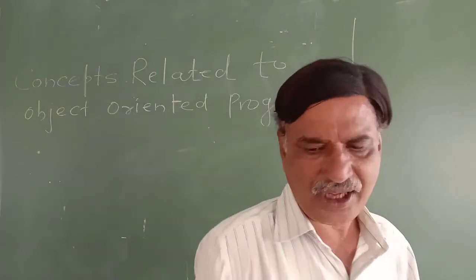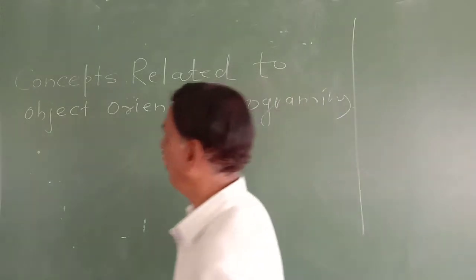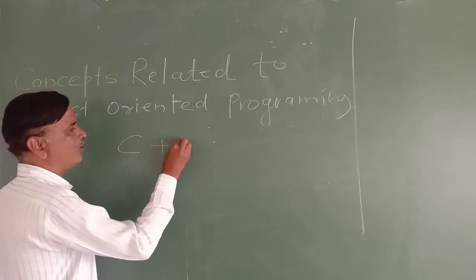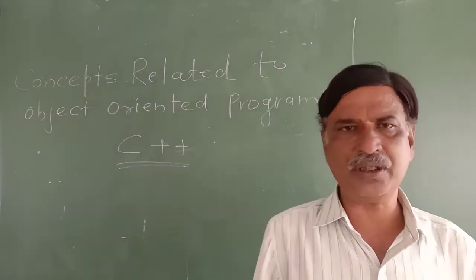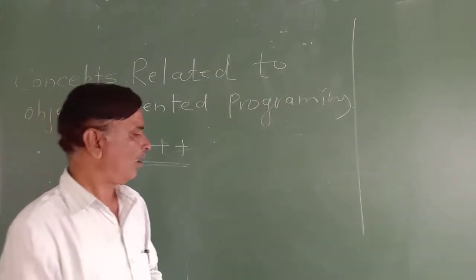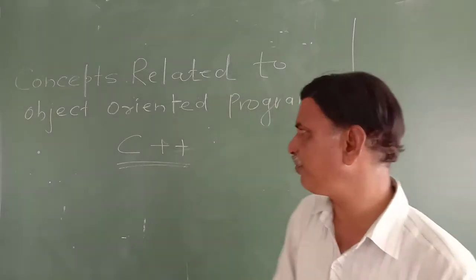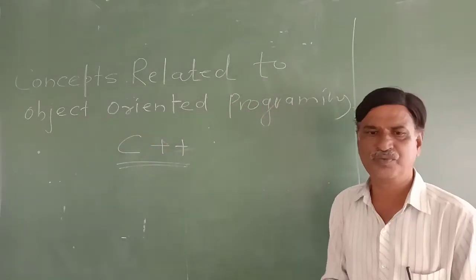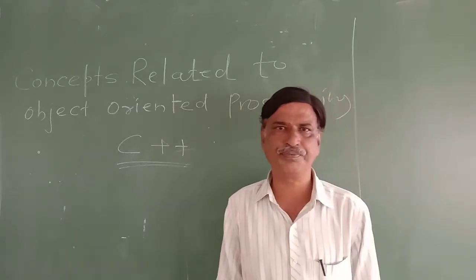Now in the last period, in yesterday's period, we have seen what is C++. We have started studying C++. What is C++? C++ is a programming language, no doubt. But what is the feature of C++? The feature of C++ is that it is object-oriented programming. So obviously the question arises, what is meant by object-oriented programming?